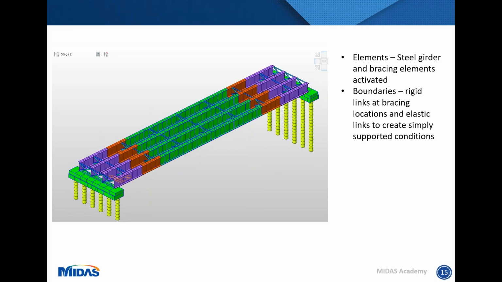In the next stage, we've activated elements for the steel girder. The bracing elements are also activated. Along with this, for the boundaries, I'm activating the rigid links at the bracing locations, and also elastic links were used to create a simply supported condition that would exist at this stage prior to the integral connection being created. In this stage, there's no additional loading being applied to my structure. Since we've already applied gravity, the software is just able to automatically apply the gravity load to the steelwork, and so we'll be able to get the corresponding bending moments and other results from this stage if we need to.